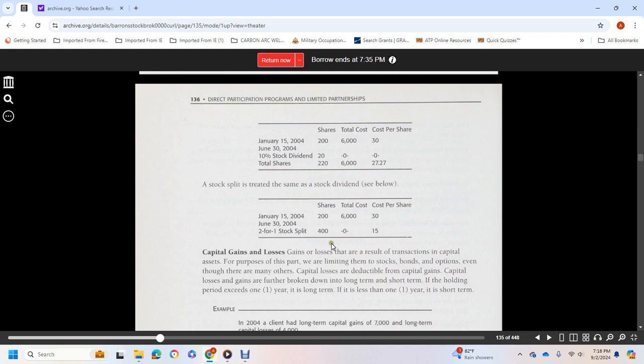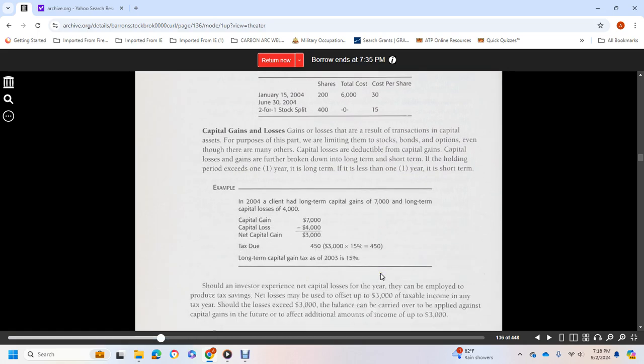Capital gains and losses. Gains and losses result from the sale of capital assets, such as the purchase of stocks, bonds, and options, among many others. A capital loss is deducted against capital gains. Capital gains and losses are further broken down into long-term and short-term. A holding period exceeding 1 year is long-term, and less than 1 year is short-term.